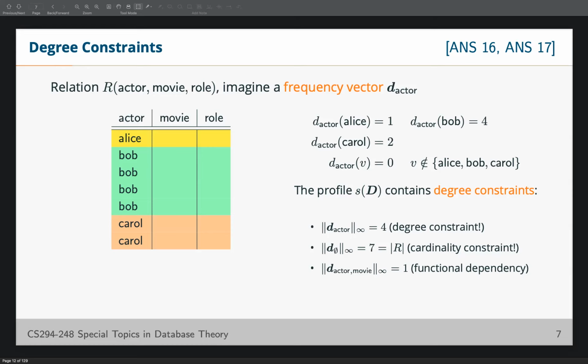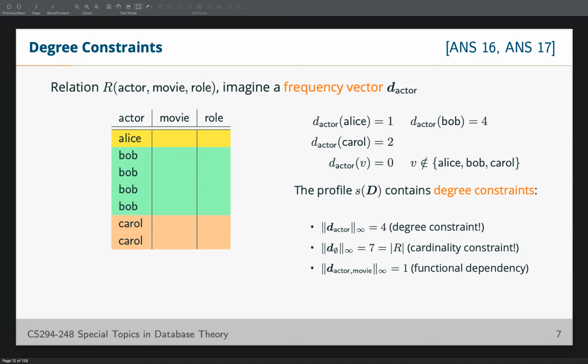Now we can generalize this idea just a little bit by varying what column you would like to collect this frequency vector on. You can do it on the movie column. You can do it on the role column. You can do it on actor and movie together. And for every one of those combinations, you could have the infinity norm of that vector. So now we are starting to have something like 8 different combinations of these infinity norms, right?